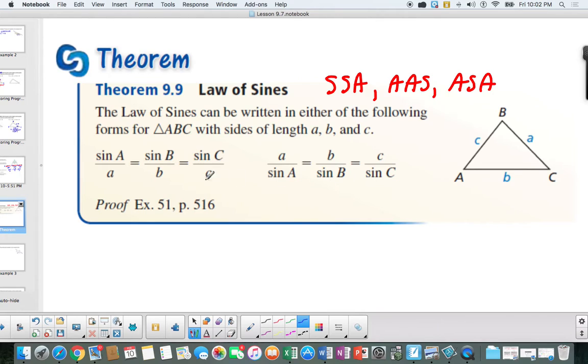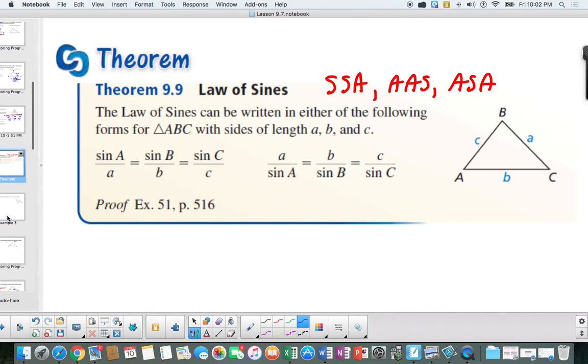Now, it can look like this, where you have the sine in the numerator, or you could have it where the sine is in the denominator. Both of these are called law of sines.